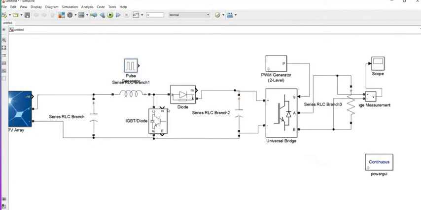This IGBT with MOSFET also a bidirectional switch, right? This switch also needs a pulse generation to turn on, to turn off. Okay. So now give this and double click on pulse generator.